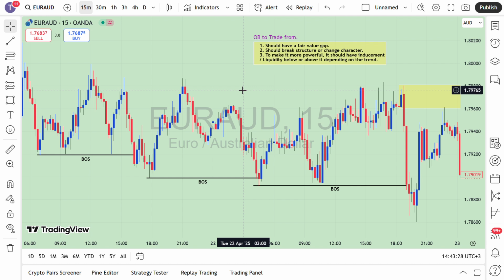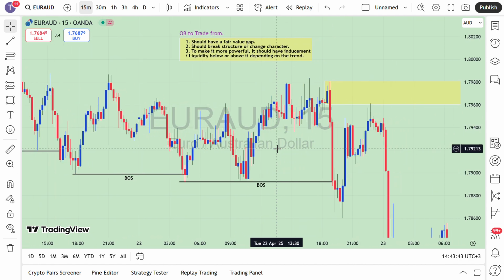Make sure you understand order blocks, you understand inducements, and you understand correct pullbacks, incorrect pullbacks, and break of structure. So if you know all those, you are good to go and you will be trading very very well.